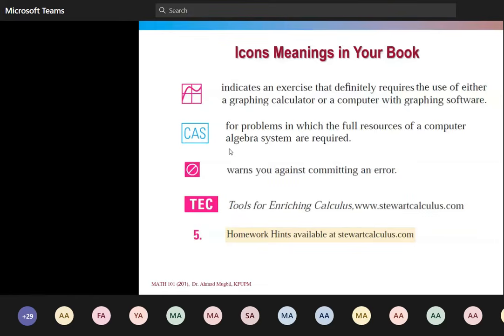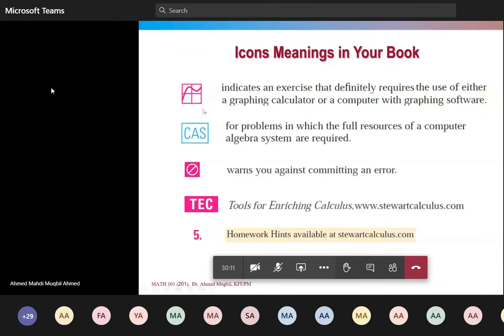In front of your book, when you have questions with this symbol, it means that you need to graph. When you have CAS like this, it means that you need a calculator or a computer algebra system to solve. This is a warning. When there is a warning, they will give you this sign. This tick also means you need to go to the website of the book.